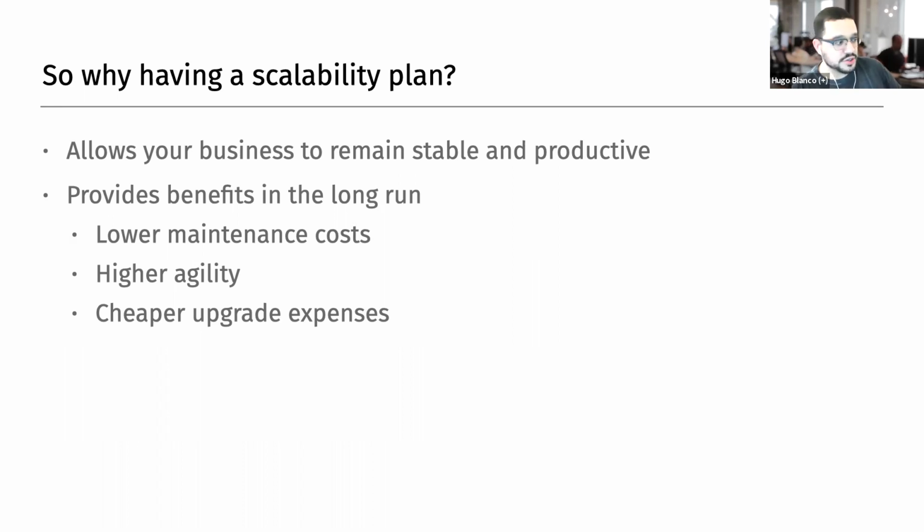Also, we have higher agility, so having a plan for what to do in case of emergencies will save a lot of time. A lot of time we spend discussing possible implementations and possible paths to go. And also we have cheaper upgrade expenses. I will talk a little bit more about that in the next topics. But when you are prepared, when you know what to do in case of emergencies, you can also prevent more expensive costs with upgrades.